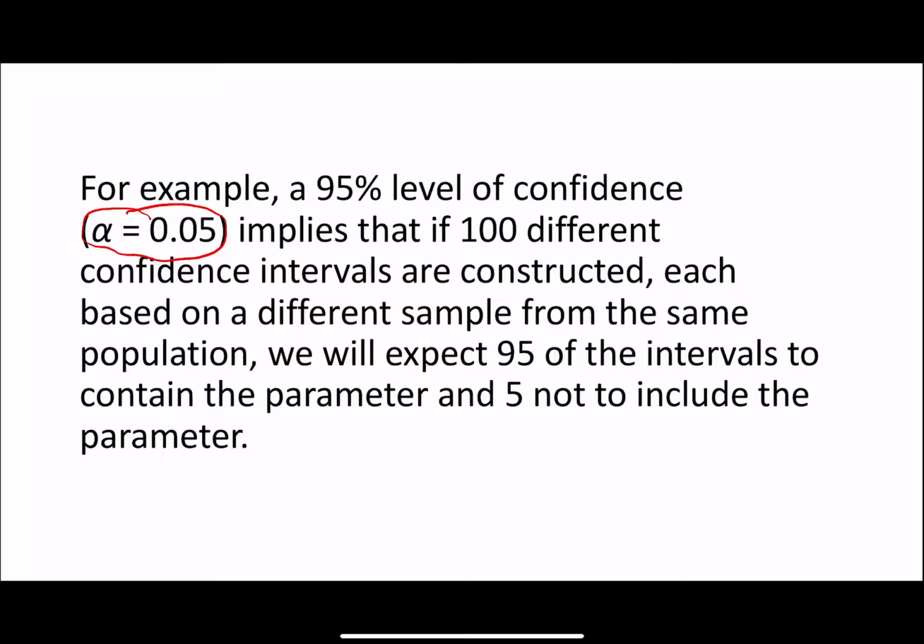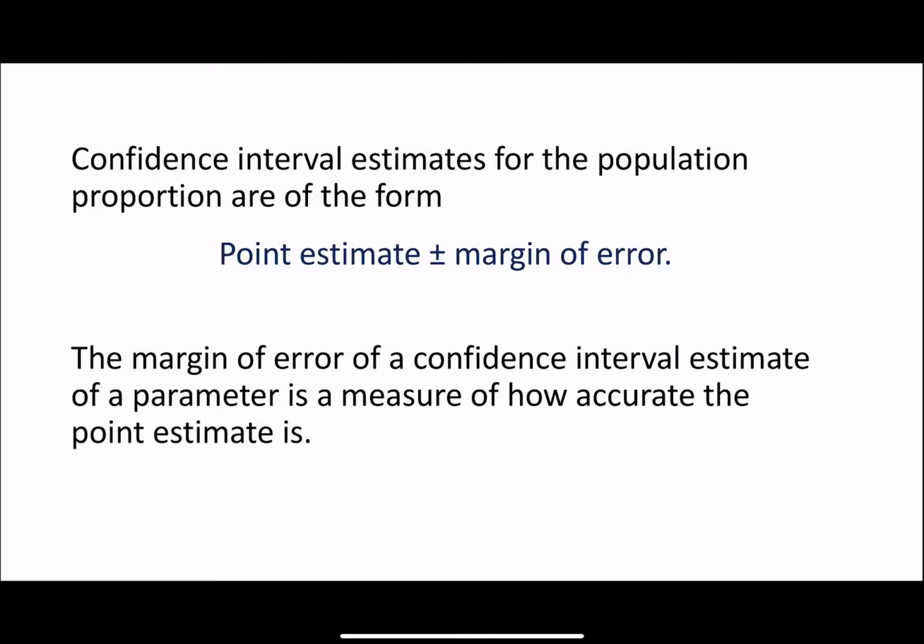So let's do an example, and hopefully this will help. Oh, I forgot this part. Sorry. Our confidence interval is going to be our point estimate, which remember is what we use for our mean, plus or minus a margin of error. The margin of error is a measure of how accurate the point estimate is.